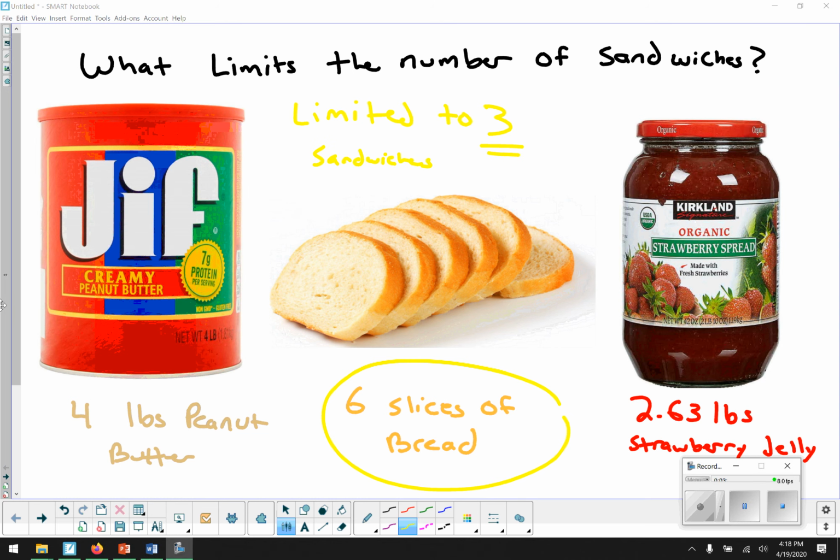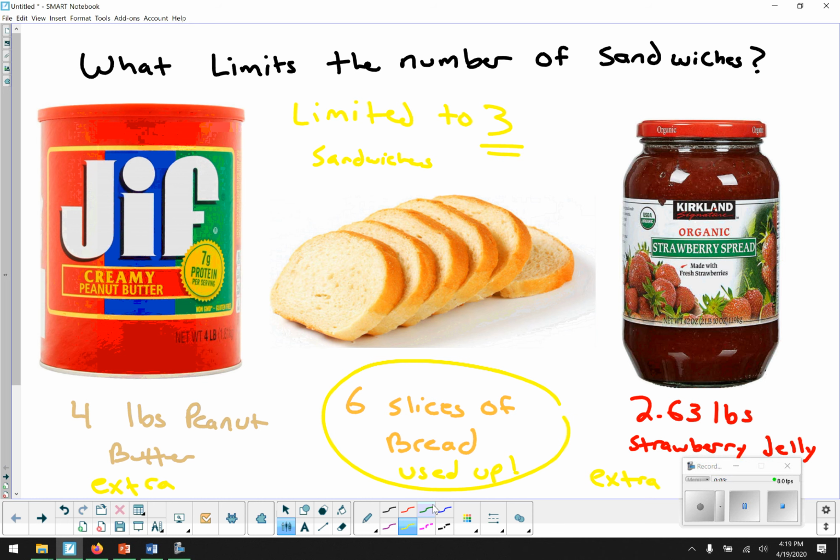So you're limited to 3 sandwiches. Sorry, I was botching my spelling as I was writing it out for some reason. But you're limited to 3 sandwiches. You will have used up all the bread at that point. So the bread all gets used up. But you will have plenty of extra peanut butter and extra jelly.